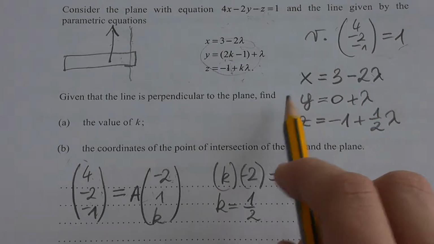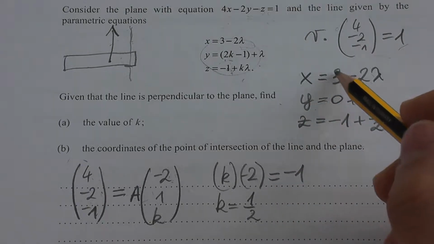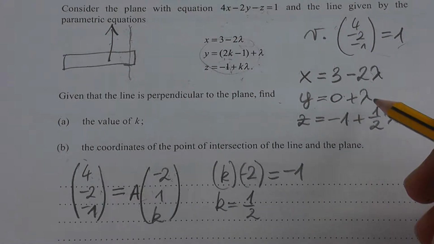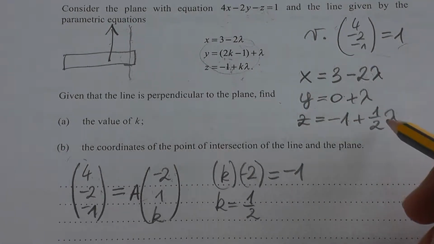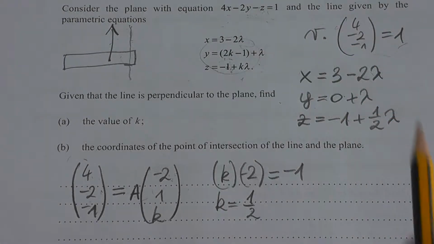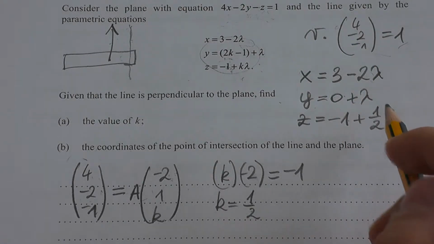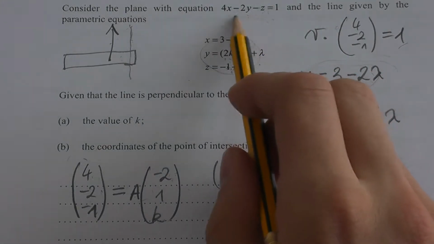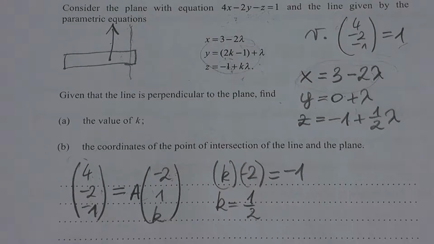You can rewrite this as r is equal to the vector 3, 0, and minus 1, plus lambda times 2, 1 and a half. You can rewrite it in any form you want to. But this form is convenient for us because all we need to do is sub each of these equations into the equation that we were given at the top.